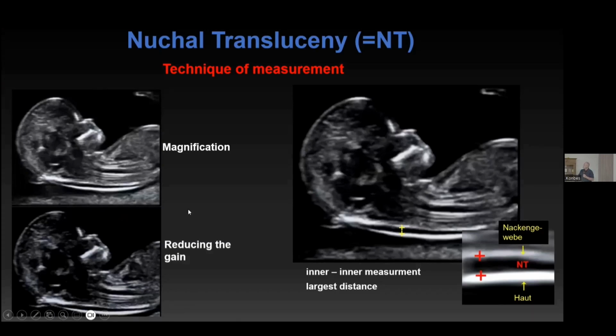But if we start, we should first magnify in the first trimester to evaluate the nuchal translucency. The next step is that we reduce our gain. It's black and white, so we should reduce it so we can detect the fluid, which is dark, more easily. Oops, sorry. And then we have a good magnification and good depiction of this sagittal plane. Then we make an inner measurement at the largest distance. That was the NT, or nuchal translucency.